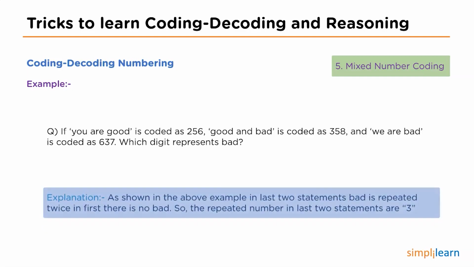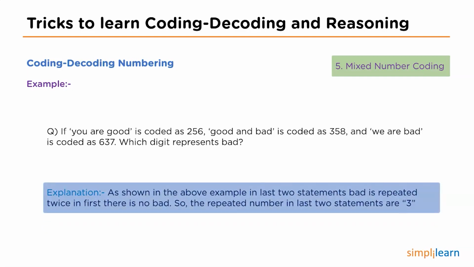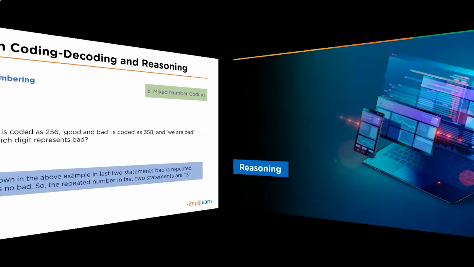Explanation. If you observe keenly in the question, in the 2 statements, bad is repeated and in both the 2 statements, the only repeated digit is 3. So according to the mixed number coding, the exact code for bad is 3. These are a few examples of mixed number coding. This is all about the types and examples of coding and decoding concepts. Now let's have a look at the reasoning type of questions.